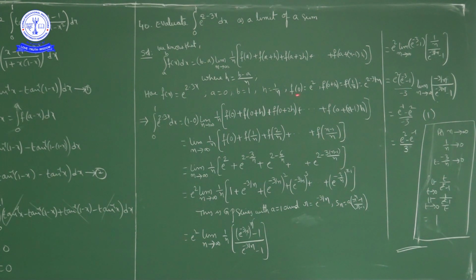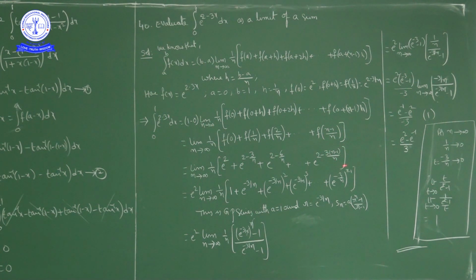Now f of 0 is nothing but e square, f of 0 plus h is nothing but f of 1 by n, which is e power 2 minus 3 by n. Using this formula for this question we will get limit n approaches infinity 1 by n [f of 0 plus f of 1 by n plus f of 2 by n and so on up to f of (n minus 1) by n]. Now f of 0 is e power 2, plus f of 1 by n is e power 2 minus 3 by n, plus f of 2 by n is e power 2 minus 6 by n, and so on up to f of (n minus 1) by n, which is e power 2 minus 3 into (n minus 1) by n.